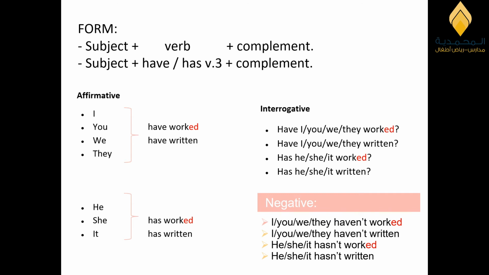For the negative, all you have to do is to add not to the auxiliary. So the sentence starts with a subject, haven't or hasn't, plus past participle with the complement. So I say, I haven't worked, we haven't written, she hasn't worked, he hasn't written.